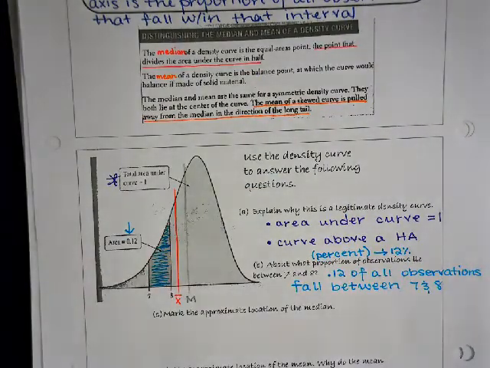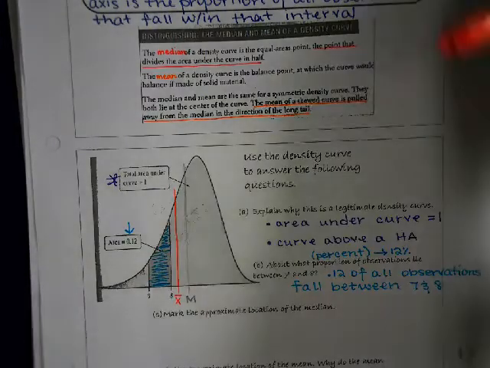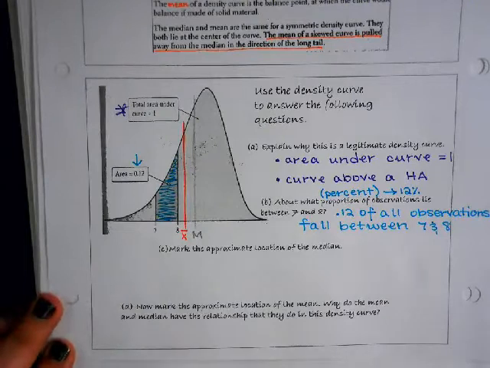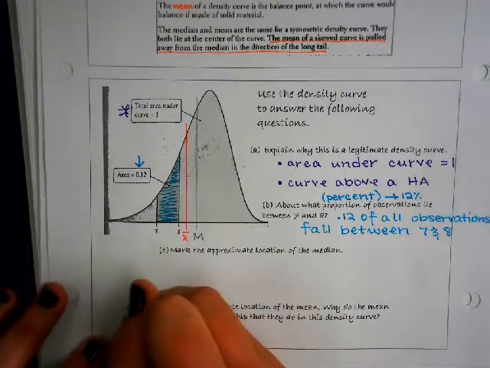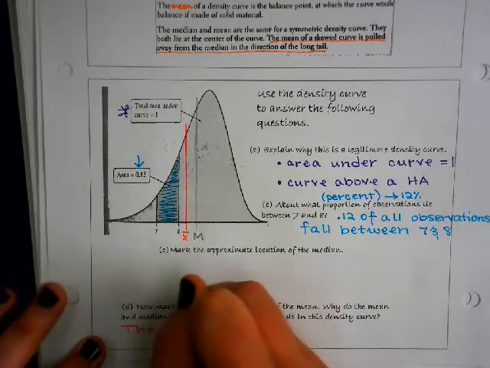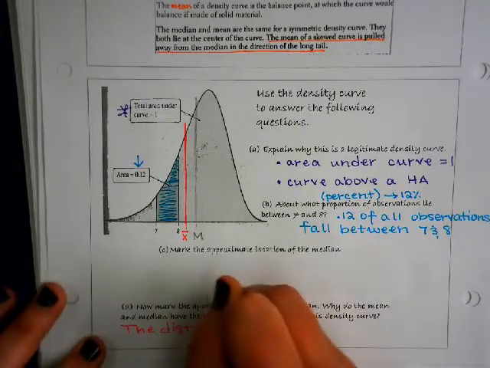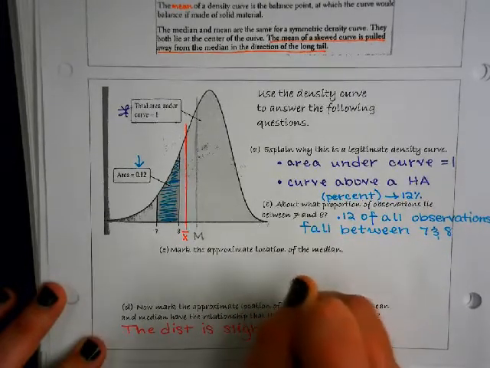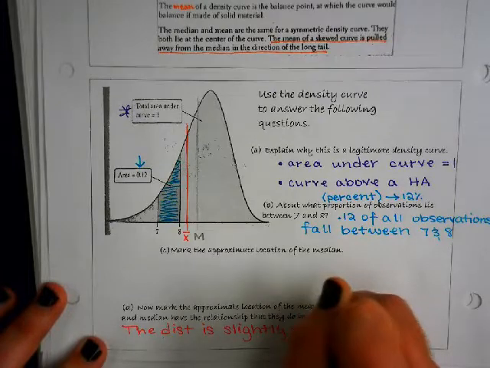It does say why do they have that relationship. So something like, the distribution is skewed left. I should put a safety word, slightly skewed left. Pulling the mean lower than the median.